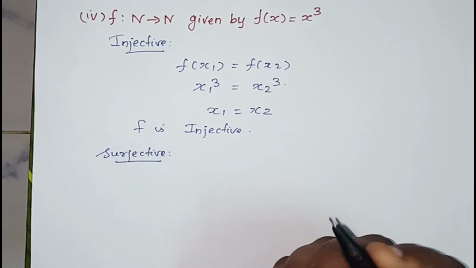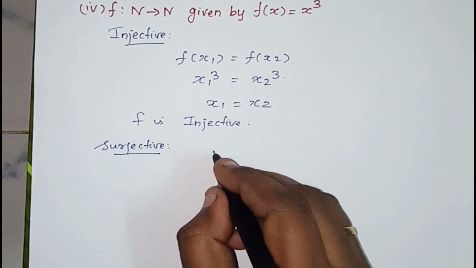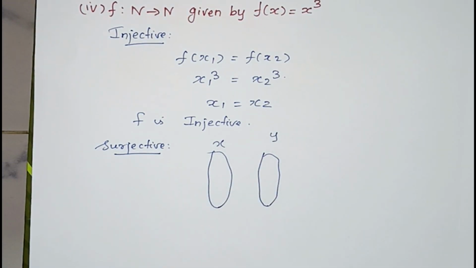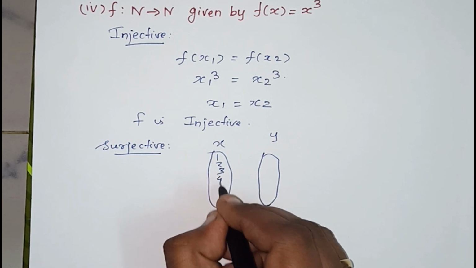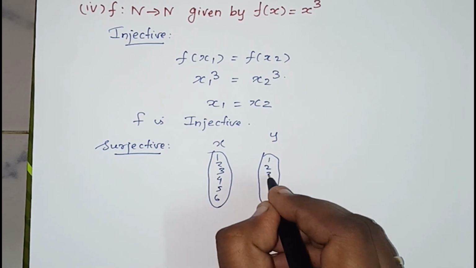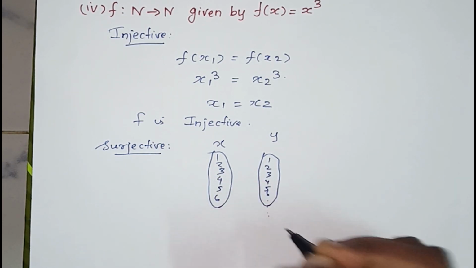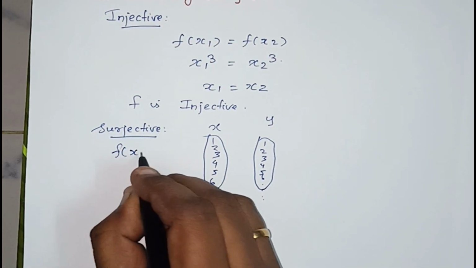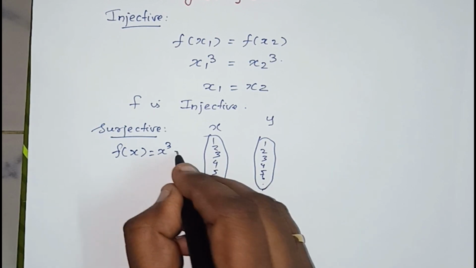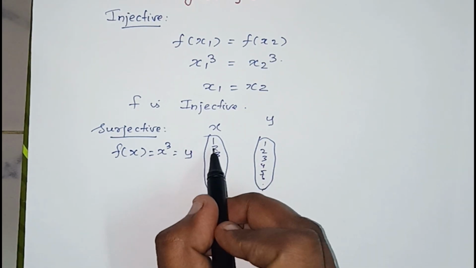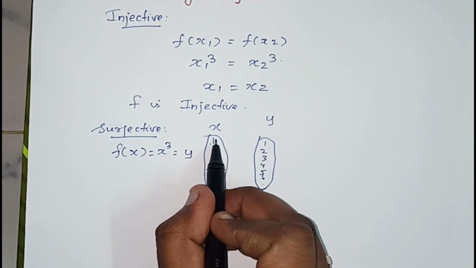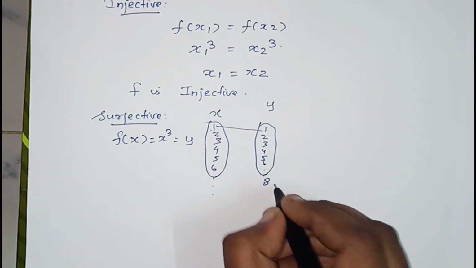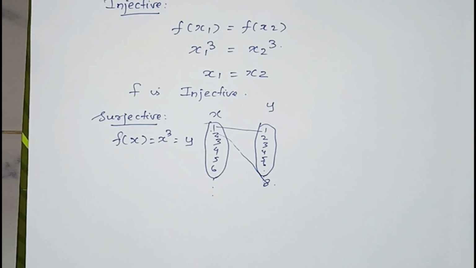So here domain and codomain are natural numbers. That is, all x are natural numbers and all y are natural numbers. So 1, 2, 3, 4, 5 and 6, and it goes on, right? So here f of x is equal to x cube, that is y. So if x is 1 means y is 1. If x is 2 means 2 cube is 8, right? So 2 will pair with 8.